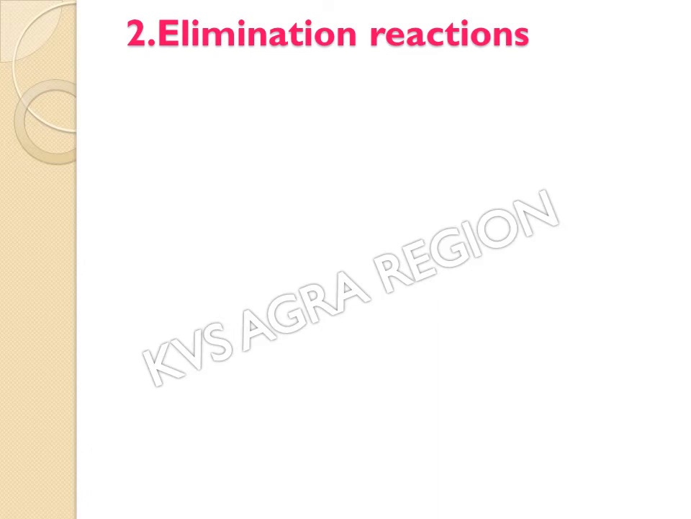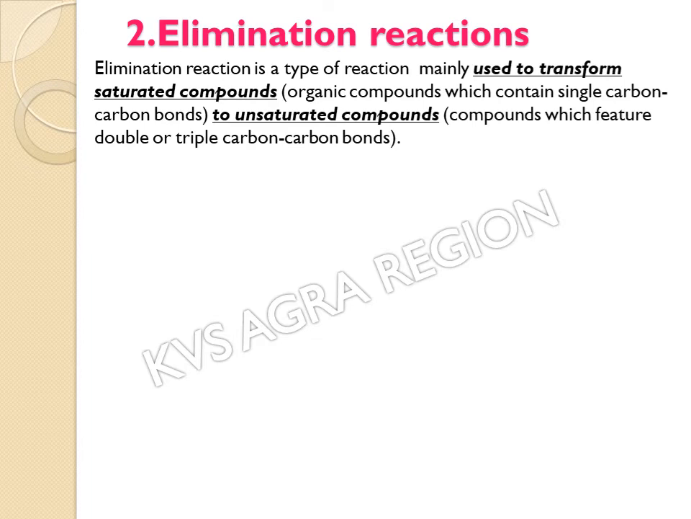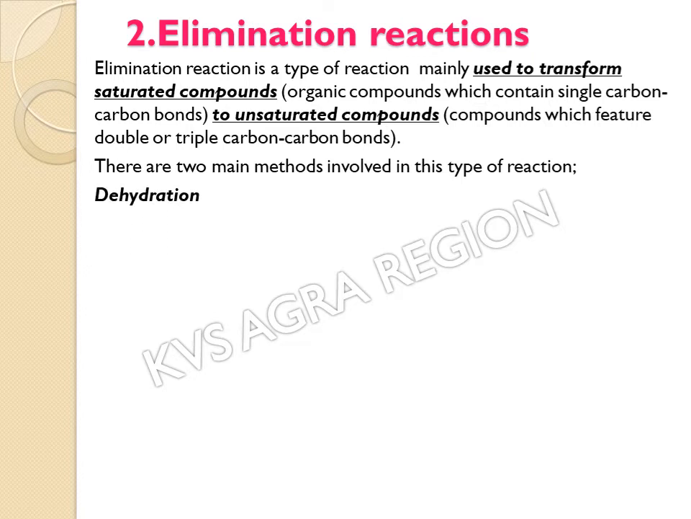The second type of reaction shown by alkyl halides is elimination reaction. Elimination reaction is a type of reaction mainly used to transform saturated compounds to unsaturated compounds. That is, organic compounds which contain a carbon-carbon single bond are converted into organic compounds having either a double or triple carbon-carbon bond. There are two main methods involved in this type of reaction. Number one, dehydration. As the name suggests, water is eliminated. Number two, dehydrohalogenation, in which hydrogen and halogen are eliminated.